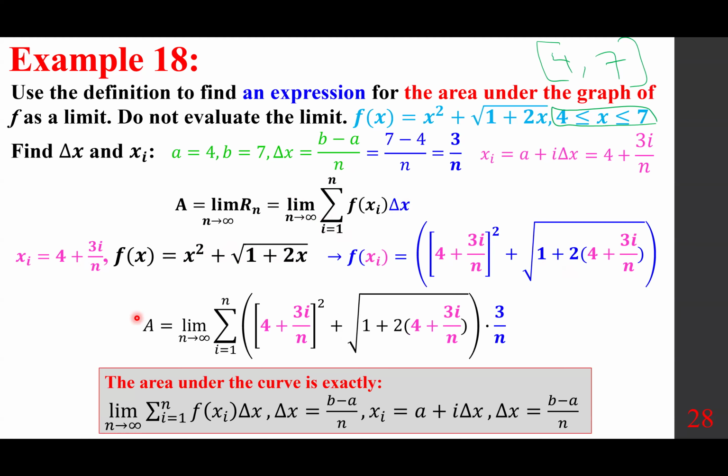So you write A is the limit as n approaches infinity of summation of I going from 1 to n, parentheses, brackets 4 plus 3i over n squared plus the square root of 1 plus 2 times 4 plus 3i over n, and the entire thing times 3 over n. This is the limit that eventually we will evaluate. And we'll see it's pretty complicated, and it becomes easier when we use FTC, Fundamental Theorem of Calculus. But for now, we want to be able to set this up.